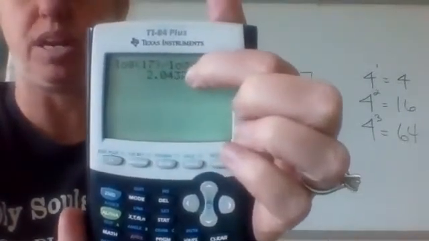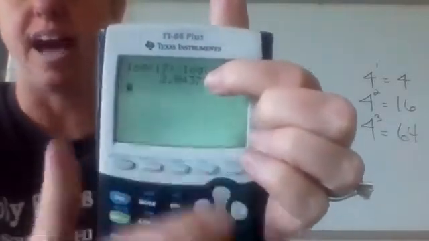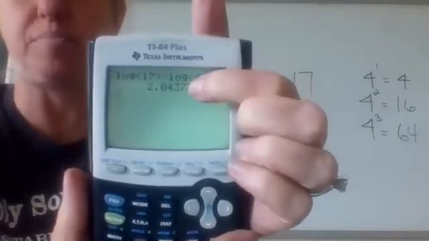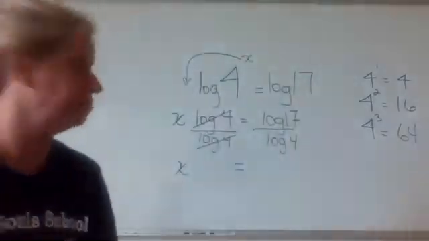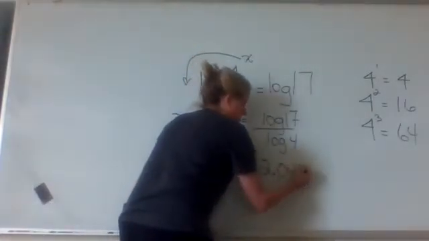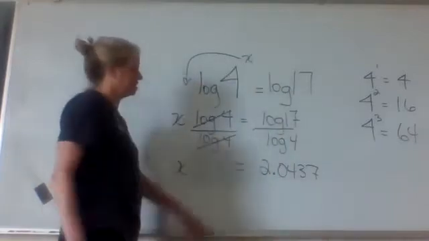So 1, 2, 3, 4. Let's see, after the 7 is a 3, which is just telling me I don't need to round up the 7. So 2.0437. Is what this x is, right? And doesn't that make sense?